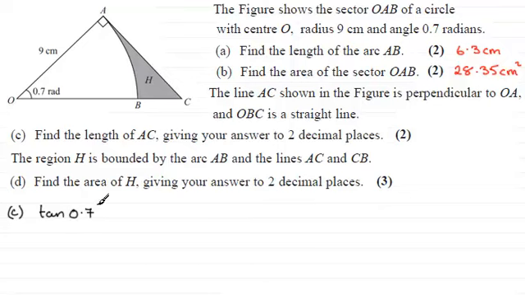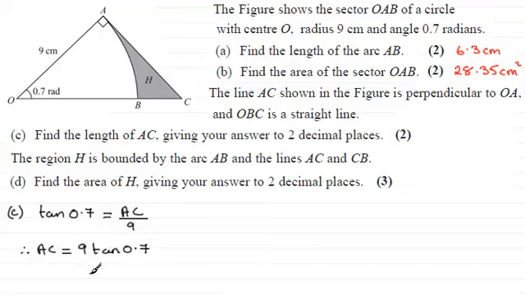Now for radians you could put a C there, or you could just leave it blank, and by default it would be understood to be in radians. So the tan of 0.7 radians equals the opposite side, which is AC, divided by the adjacent side, which is 9 centimeters. So all we've got to do to get AC is multiply both sides by 9, and so it's going to be 9 times the tan of 0.7 radians.